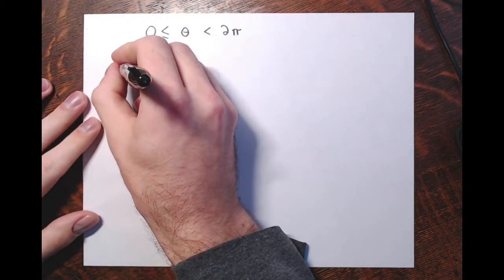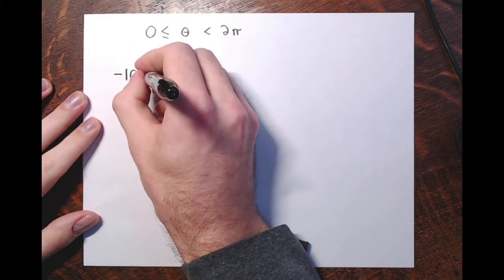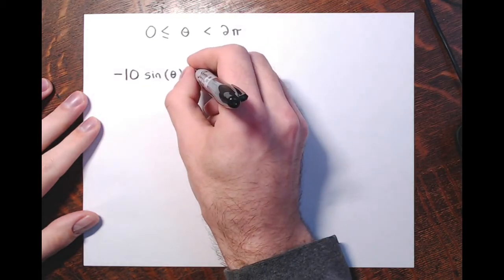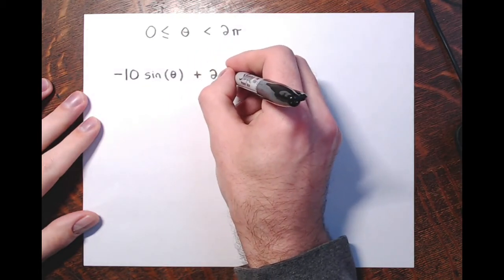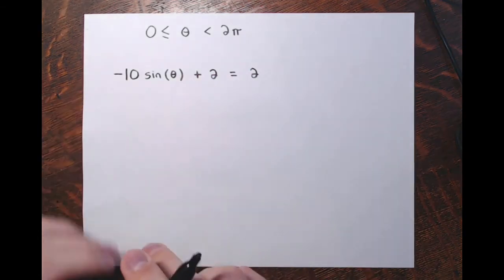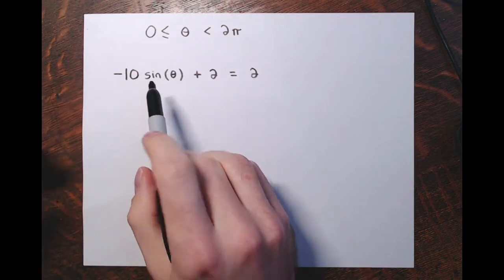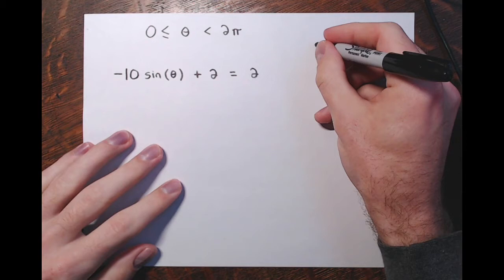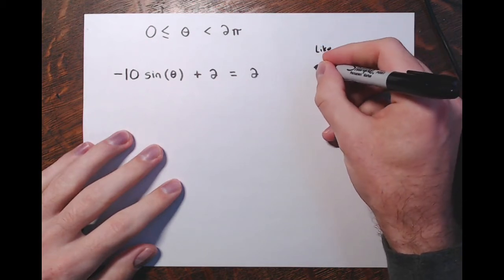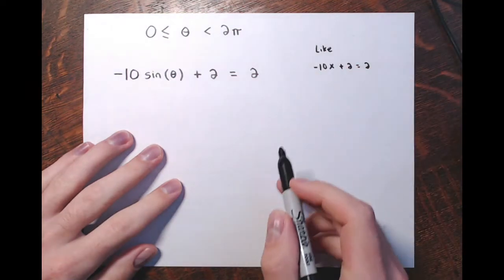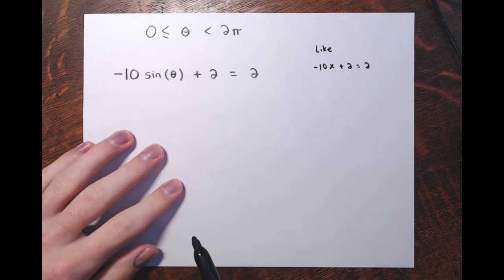And the equation is this, negative 10 times the sine of theta plus 2 equals 2. Alright, and like I said a minute ago, solving these linear trigonometric equations, in one function, in this case it's in sine, this is like solving negative 10x plus 2 equals 2. It's just like that. But instead of x, I have the sine of theta.